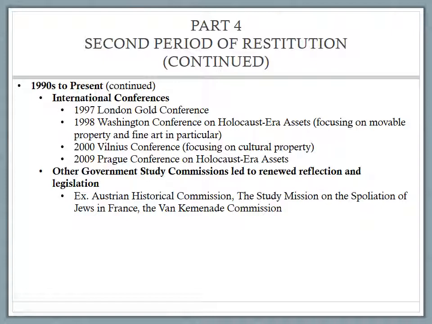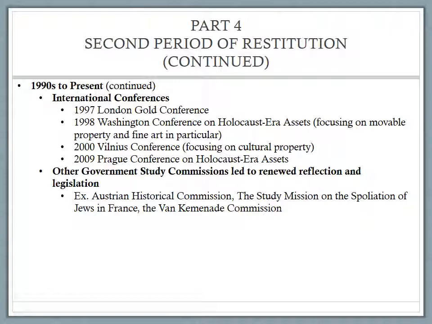This resurgence of interest in Holocaust-era confiscations around this period led to the creation of numerous national commissions of inquiry in Western Europe that examined the extent of property confiscation in each country and the degree to which property was returned. For example, the Austrian Historical Commission in Austria, the Study Mission on the Spoliation of Jews in France, and the Van Kemenade Commission in the Netherlands. In general, the reports identified gaps in restitution or unfair or unreasonable consequences resulting from incomplete remedies for property restitution. With these commission findings, new national restitution mechanisms were established in some cases, or lump sum settlements were reached with domestic Jewish communities, for example, relating to outstanding restitution of communal or heirless property.